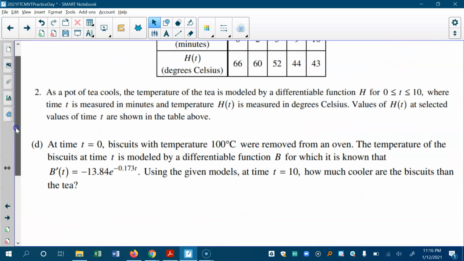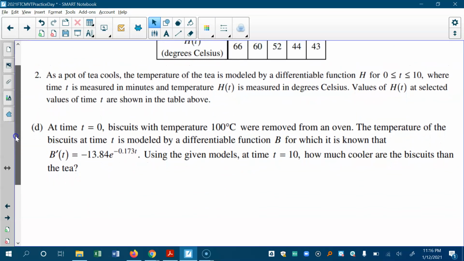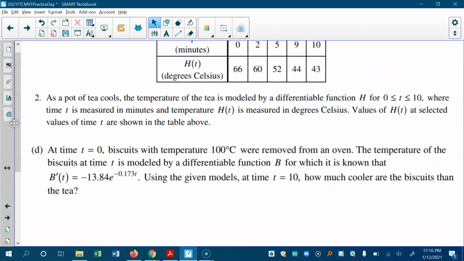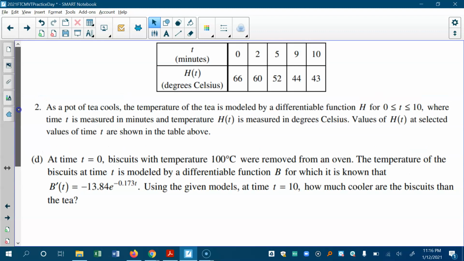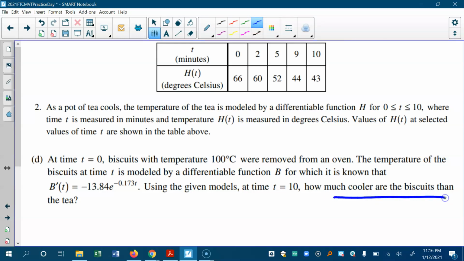And then finally, 2D. At time t equals 0, biscuits with temperature 100 degrees were removed from an oven. The temperature of the biscuits at time t is modeled by a differentiable function B. Using the given model, how much cooler are the biscuits than the tea? Okay, so here they're telling us a little bit of two things. They want to know, using the given model at time t equals 10, how much cooler are the biscuits than the tea?